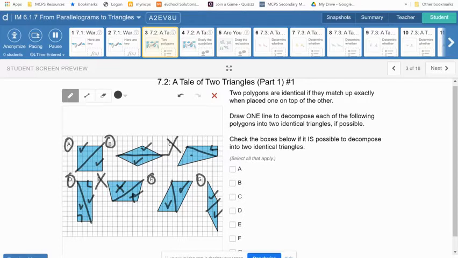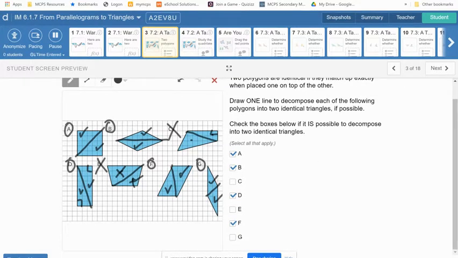identical triangles. We said A, we said B, we said D, and F, not E, F, and G. Perfect.